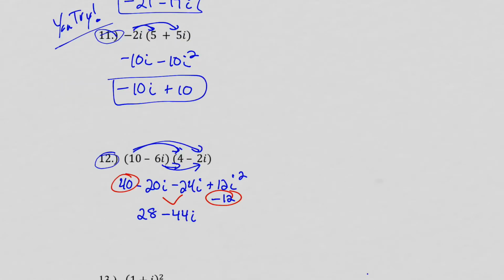Okay, so for number 11, you should have gotten negative 10i plus 10, or 10 minus 10i. It doesn't matter which way you write it, because of the associative property, which lets us rearrange things. It's fine. Number 12 is 28 minus 44i.